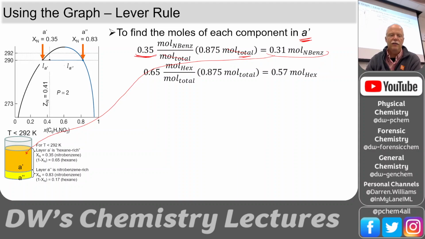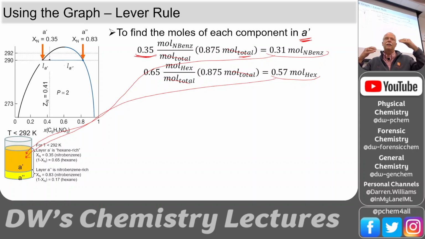And 0.65, 1 minus that, 0.65 moles of hexane in the total moles. And so we end up with 0.57 moles of hexane in that layer. Because that's the composition of that layer. We determined that it has 7/8 of the moles, and so of that 7/8 of the system, 35% of that is nitrobenzene, 65% of that is hexane.